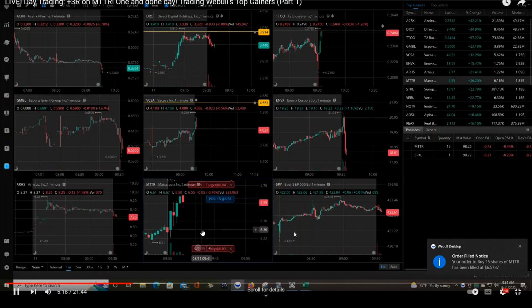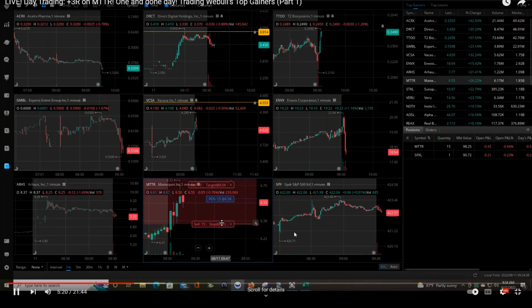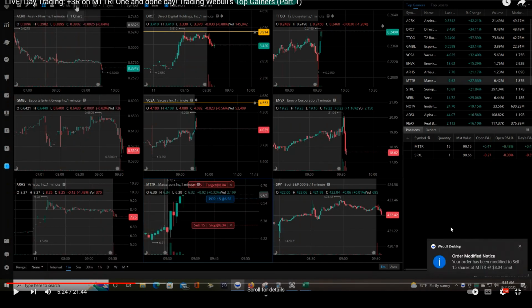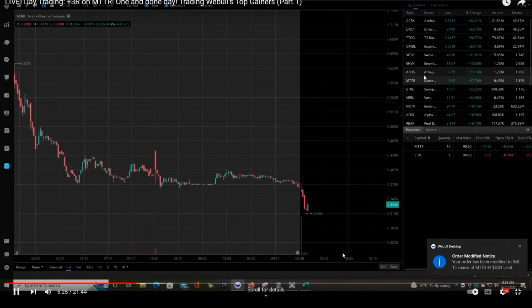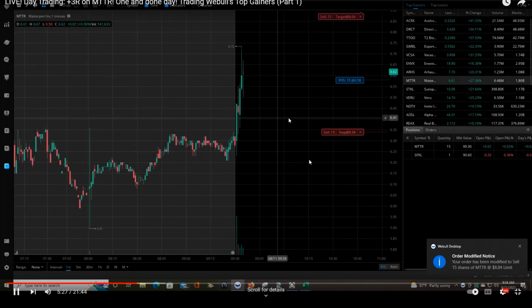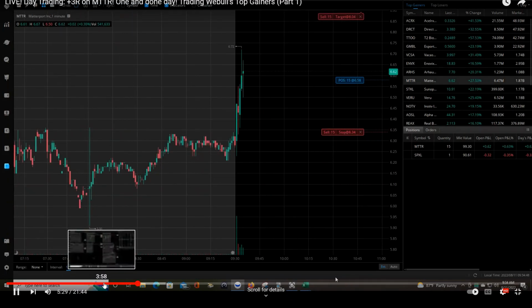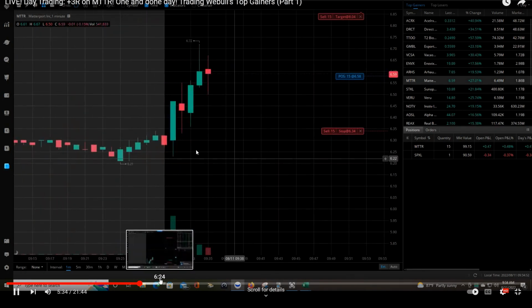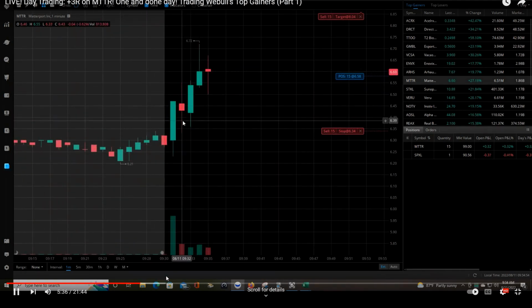MTTR, let me move my stop loss up if I can here. So everything I'm doing right now is according to a trading plan that I've written. It tells me when to enter the trade, where to place my stop loss. Once I've done that, now I have established my R. So you're going to see that on this big chart. So we had a pullback here. We entered for the break of a 1-minute candle.